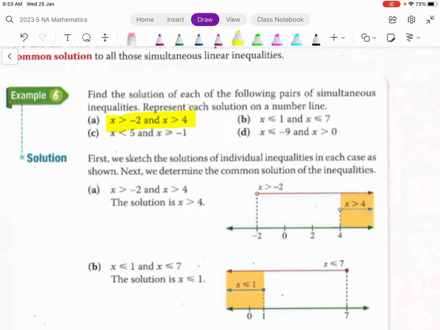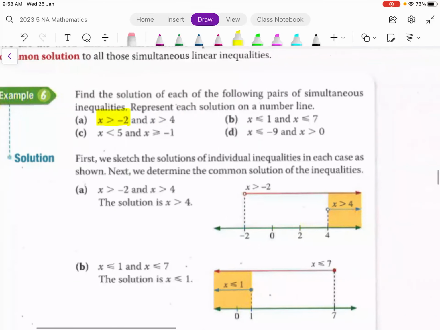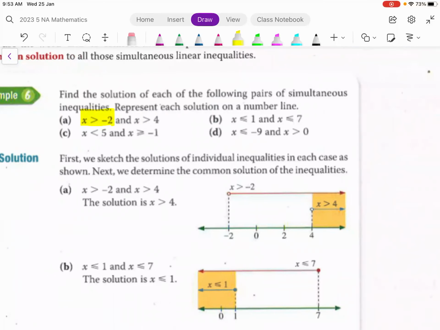x greater than negative 2. Okay, the first portion is x greater than negative 2. On the number line, it is shown over here, x greater than negative 2 with a hollow circle. That means I don't color it. The highlighted portion says that everything to the right hand side is a solution to x greater than negative 2. And it totally makes sense, right? Negative 1, 0, 0.8, they are all greater than negative 2.